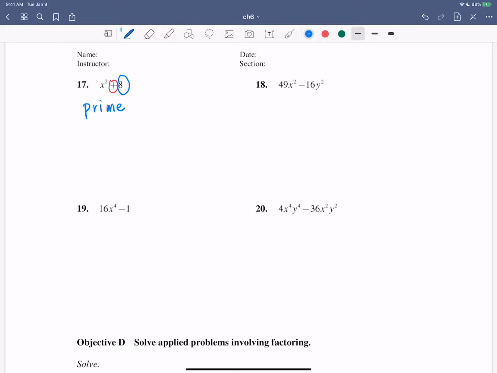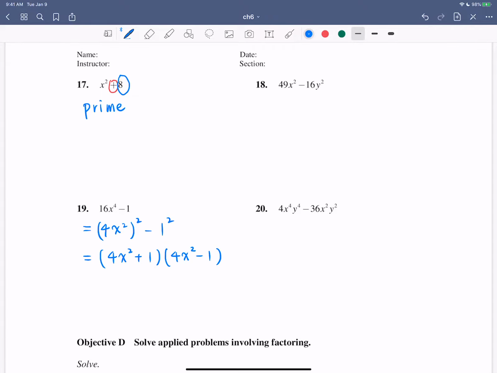Number 19, 16x to the 4th minus 1. This looks promising because we have a minus sign in the middle, and we just need to check whether or not on the left and on the right of the negative sign we have two perfect squares. 16x to the 4th, we could rewrite that as 4x squared, squared. Copy the minus sign, and then we have that 1. 1 is the same as 1 squared. So this is in the desired form of a squared minus b squared. We use the formula, and we have a, which is 4x squared, plus b, which is 1, times a, 4x squared, minus b, which is 1.